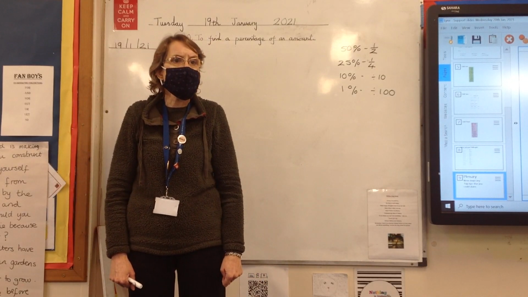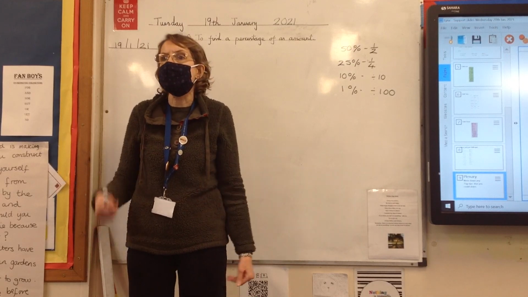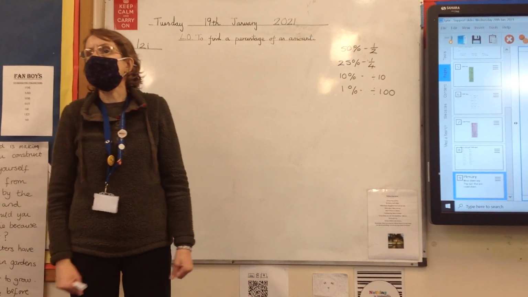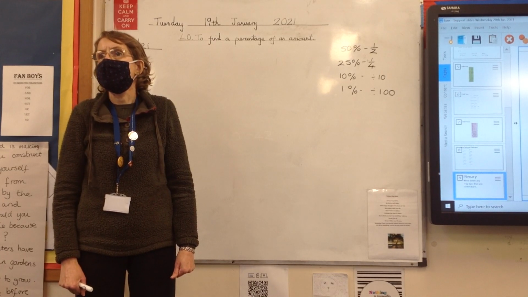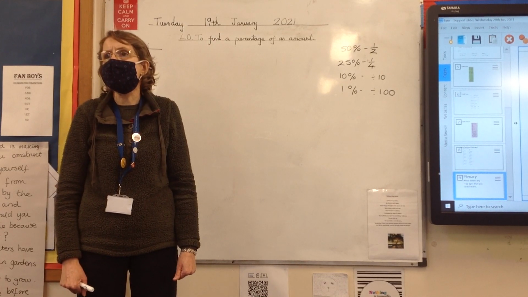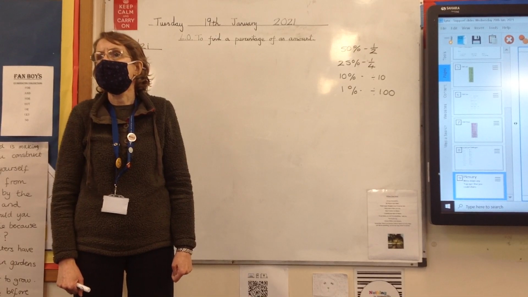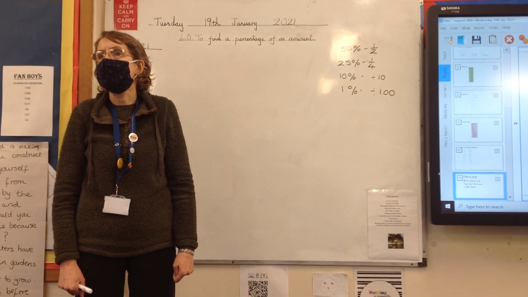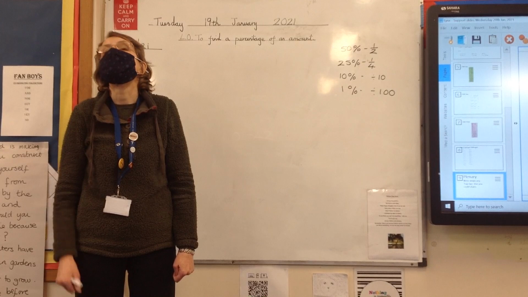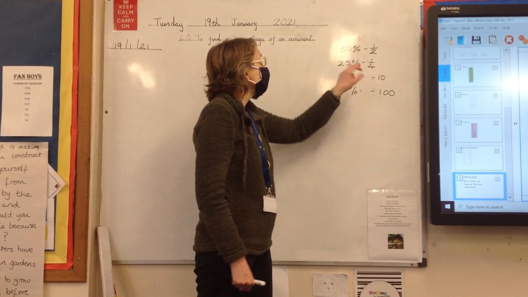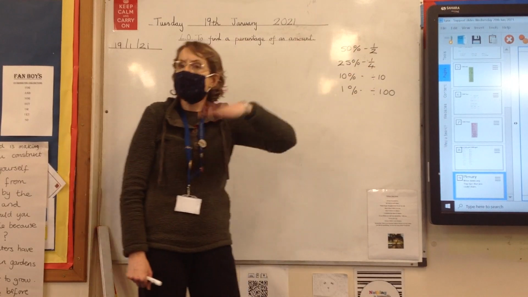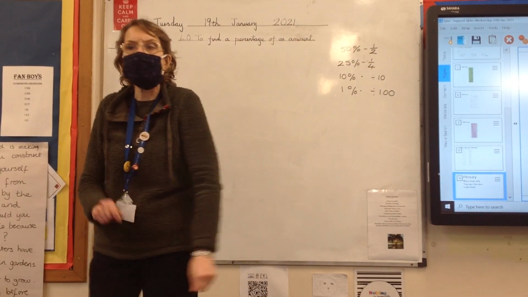What other advice would you give people who are starting out with this? Remember to divide by what it actually is. Can you give me an example? So if it's 25%, remember to divide it by 4 instead of 25. Right, good. Yeah, so if you're finding 25%, you're finding a quarter, so you're dividing it by 4. You're cutting it into 4 equal pieces. Good. That's good advice. Well done.